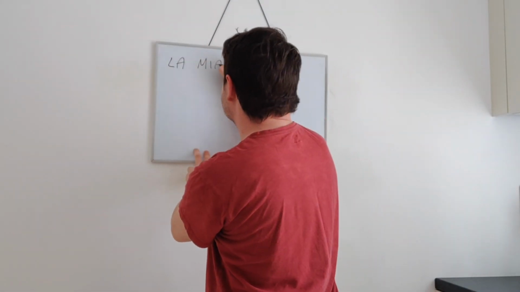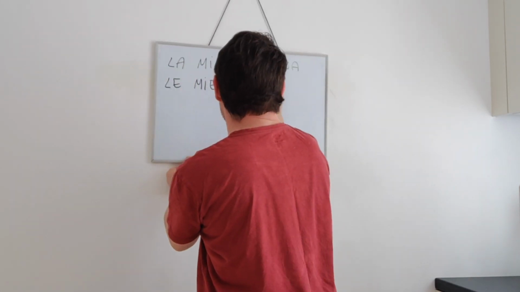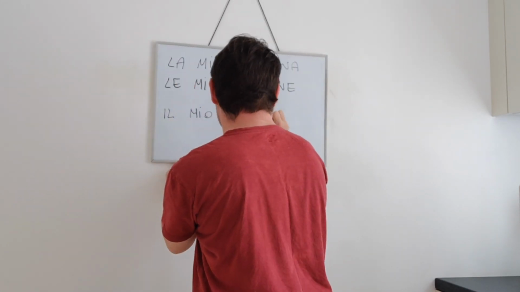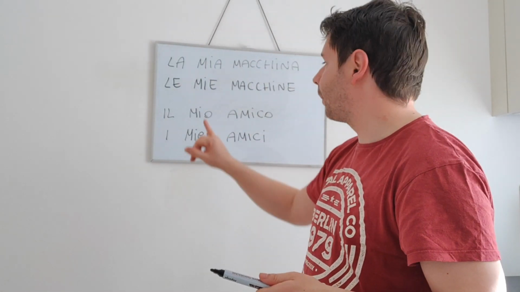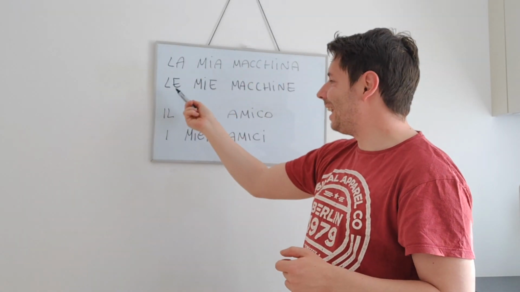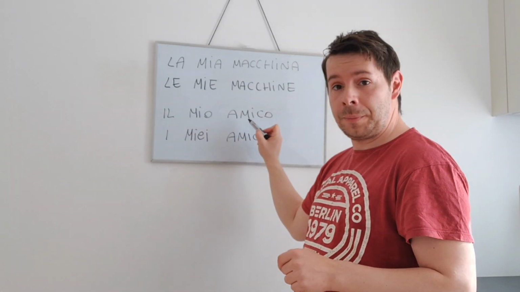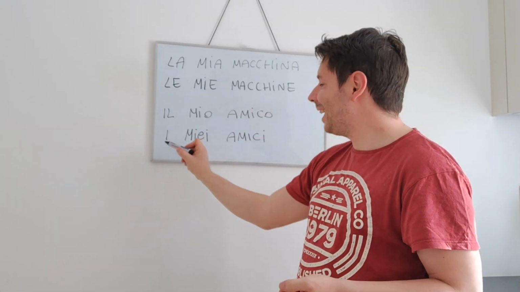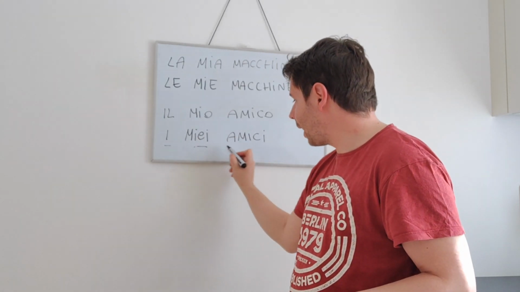Okay, so let's take some examples just to practice, okay? Okay, so I hope you can see. La mia macchina. Okay, feminine, la. Le mie macchine, plural. Il mio amico, masculine singular. I miei amici, plural masculine. So as you can see, everything agrees.